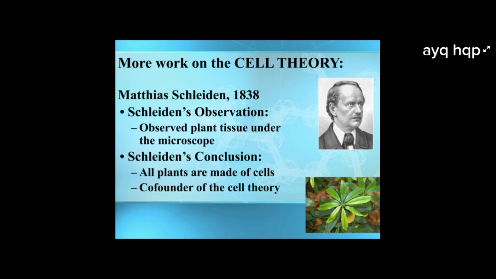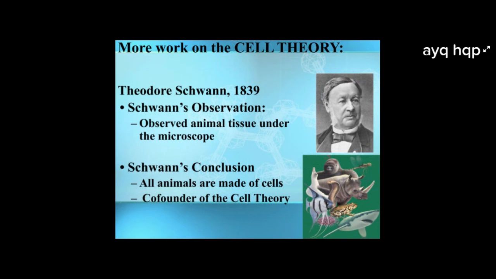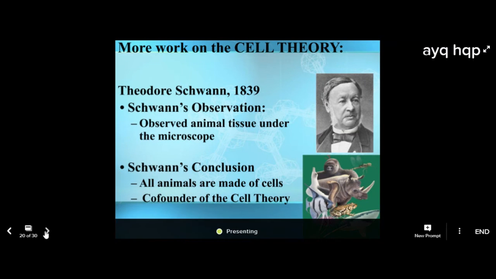So he said, okay, if you are a plant, you are made of cells. And his buddy, the next year, Schwann goes, hold on, let me look at animal tissues. And I look at all these animal tissues, and oh, they all have cells. So, if you are an animal, you are made of cells. Voila! So, all animals are made of cells. And he was another co-founder of the cell theory.